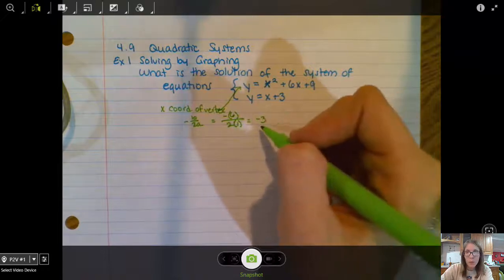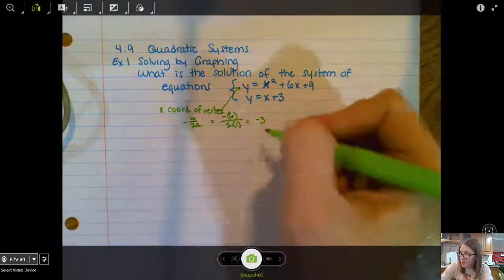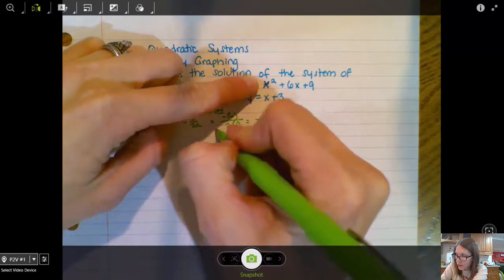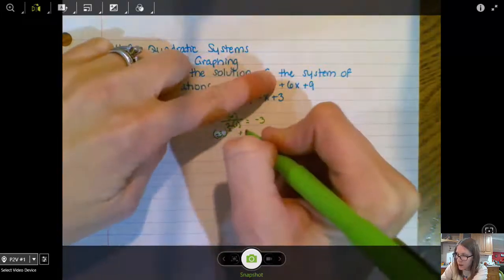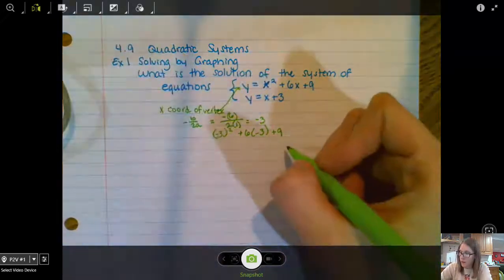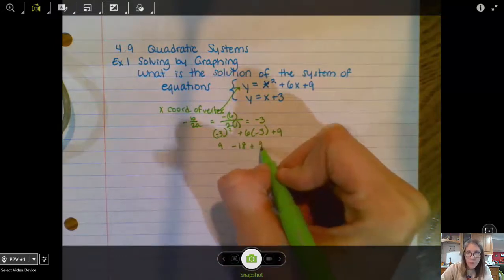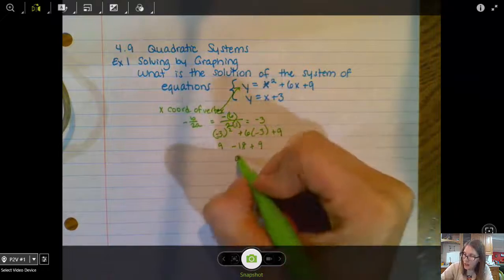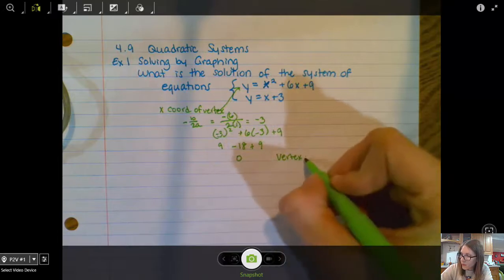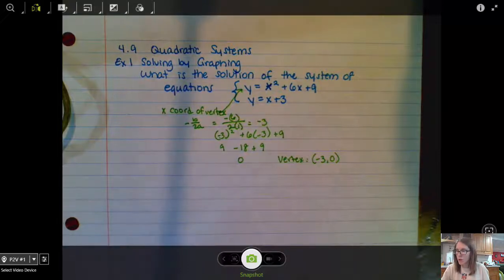We take that x value, plug it back into our equation, and that'll give us what the vertex is of this parabola. Negative 3 squared plus 6 times negative 3 plus 9. Negative 3 squared is 9 minus 18 plus 9, and this ends up being 0. So the vertex for this parabola is negative 3, 0. All right, so let's go to some graph paper here.